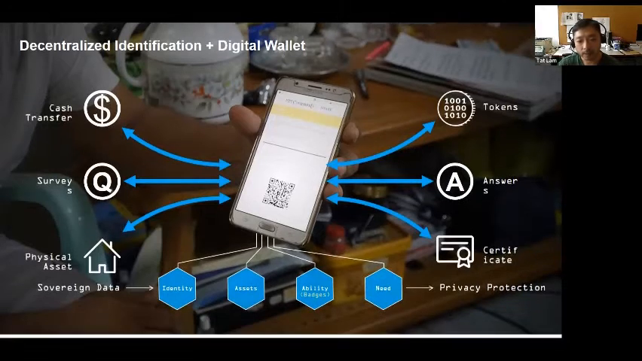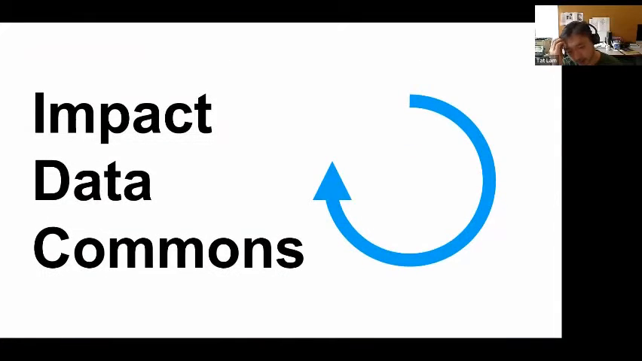In terms of the data, when all the social enterprises, SSAs, and beneficiaries are sharing some sort of common stack of data.